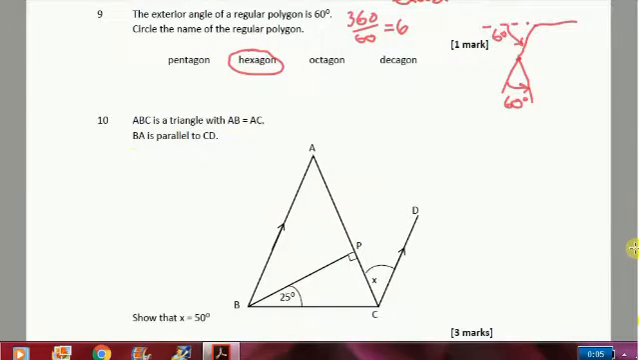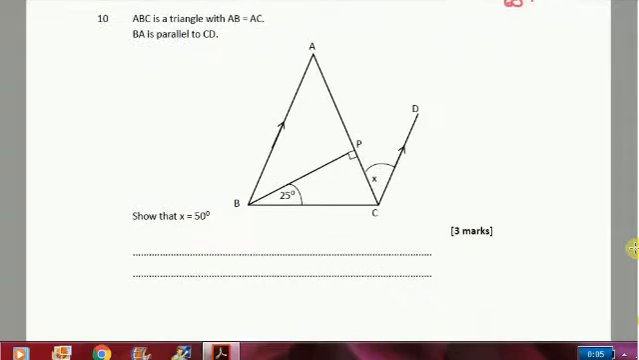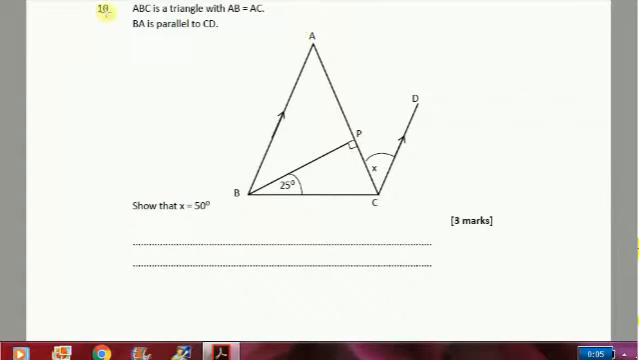Question 10. ABC is a triangle with AB equal to AC. AB equals AC. And BA is parallel to CD. BA parallel to CD. Let's show that X equals 50.